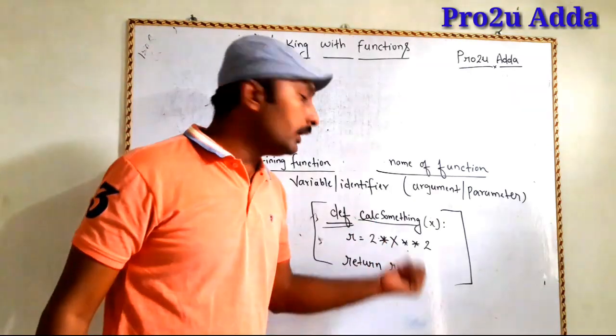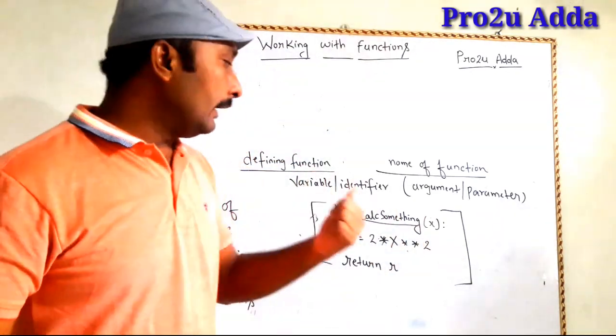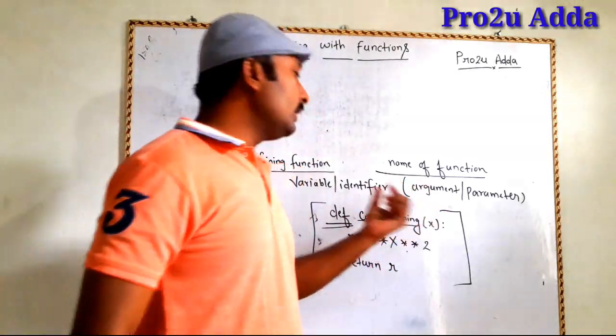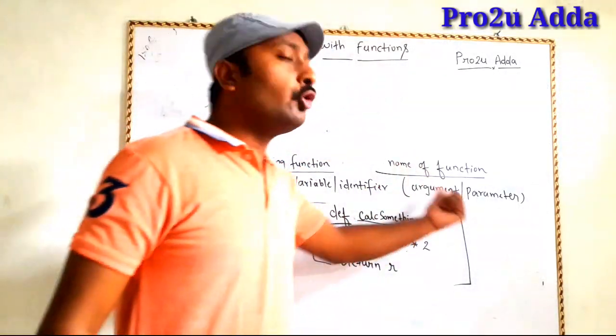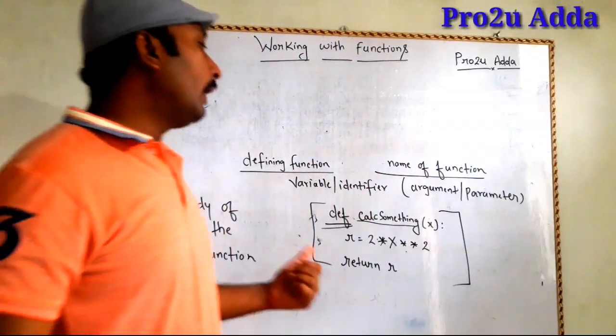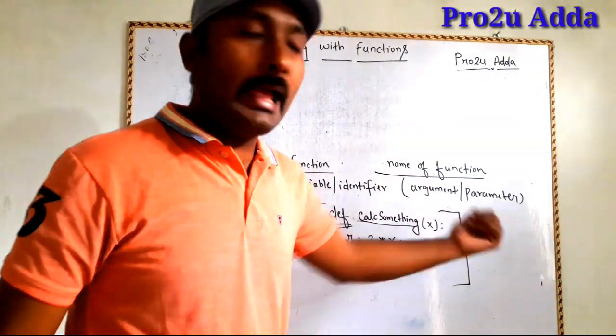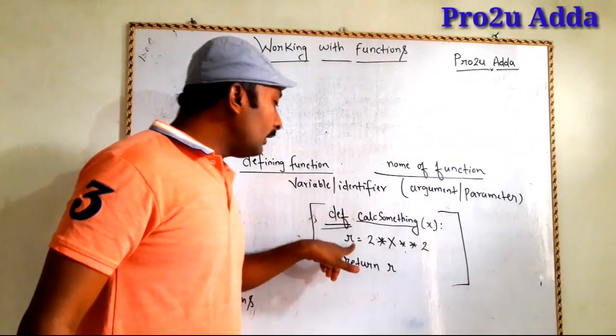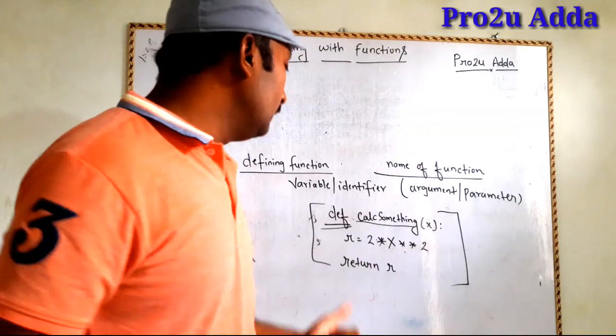We use a proper name as we have already discussed while making variables or identifiers. So here I have used calc something. Then in parentheses the value being passed is x. What is this? x is an argument or a parameter here. We can say it is an argument because the value will be accessed in x only. Now let's see the processing part. Here we have taken r. r is a variable.